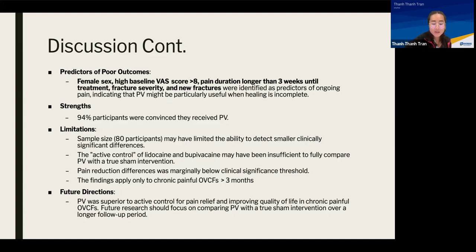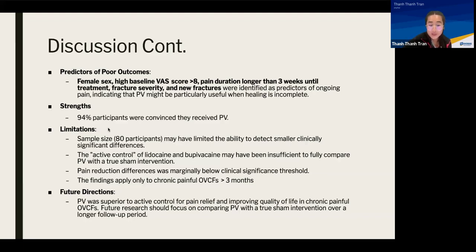And the strength of this trial is that nearly all participants, 94%, believed that they received the actual cement injection, even those in the placebo group. So this shows that the placebo effect or the expectation of pain relief was very high in this trial. However, even with this strong placebo effect, PV still performed significantly better than the placebo in reducing pain and improving health-related quality of life. So this suggests that PV offers real benefits beyond just the psychological impact of thinking they were treated. So those were the strengths.